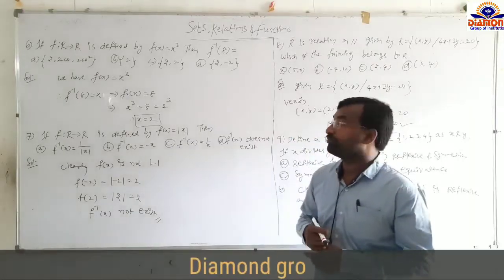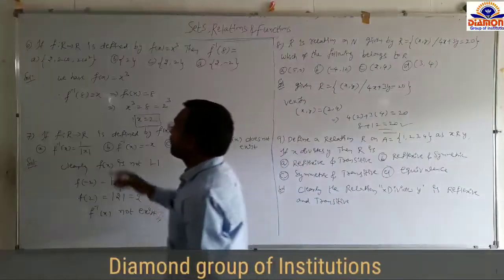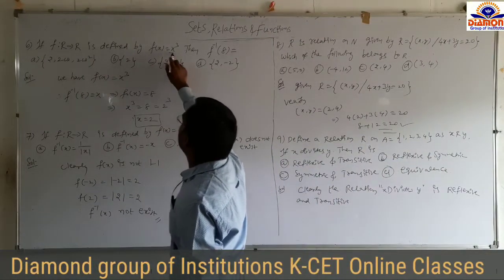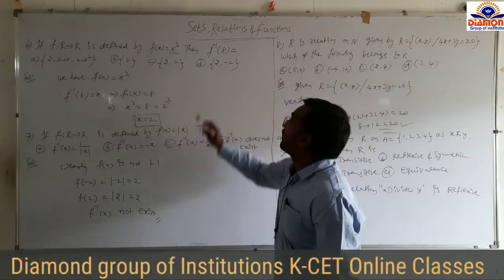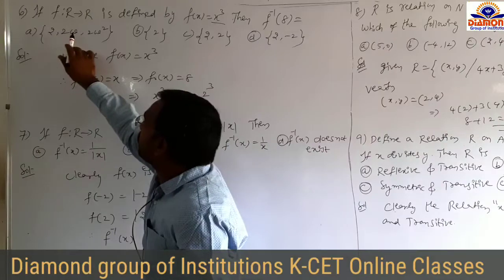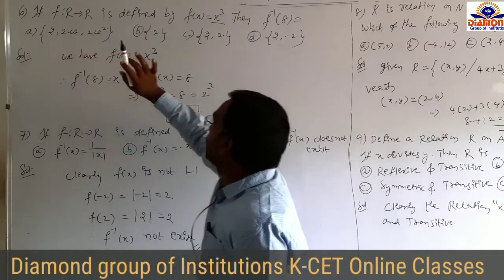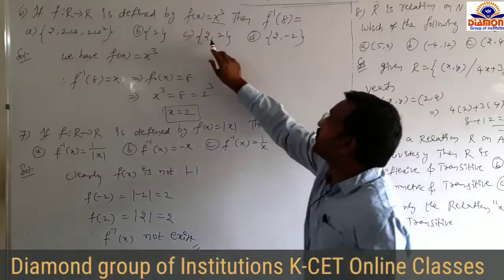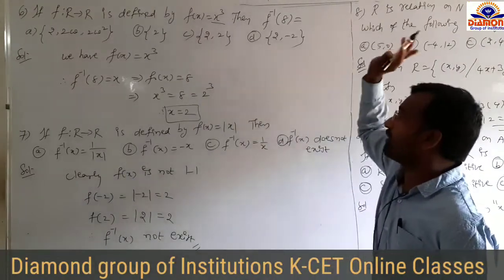Next problem. If f mapping from R to R is defined by f(x) equal to x³, then f inverse of 8 equal to what? Option A 2, 2ω, 2ω². Option B set of 2 only. Option C 2, 2 set. Option D 2, −2.